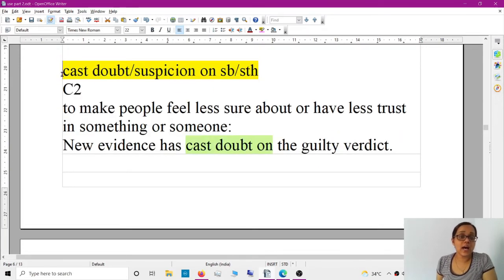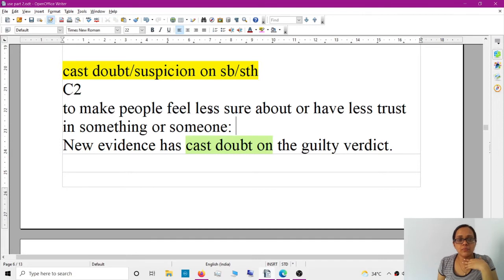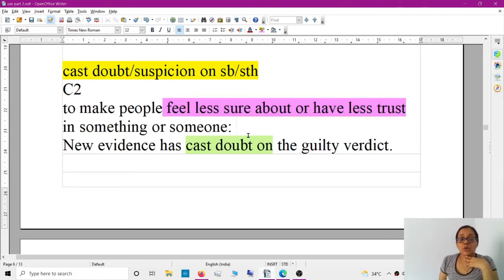So next is cast doubt or suspicion on somebody or something, which means to make people feel less sure about or have less trust in somebody or something. That is known as cast doubt or suspicion. That is the meaning.